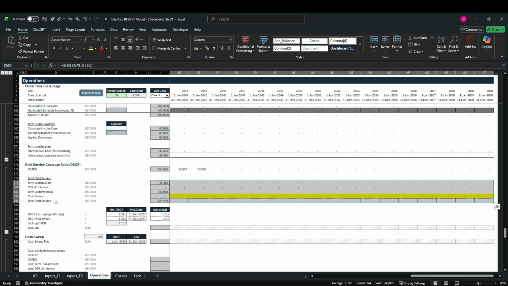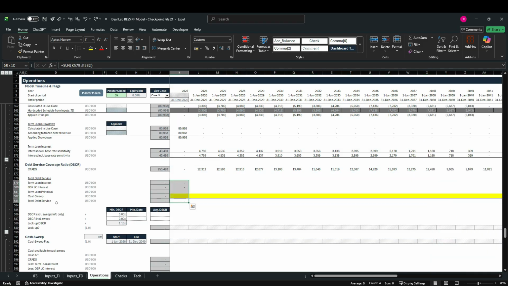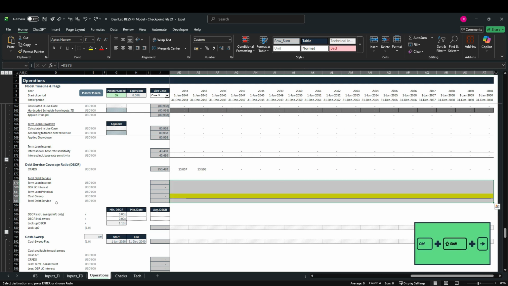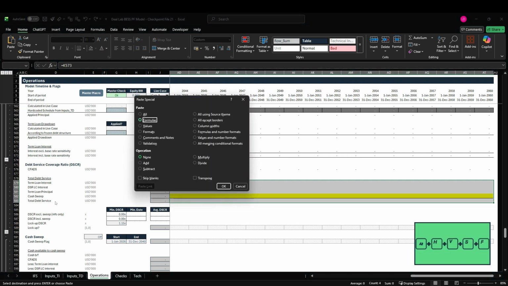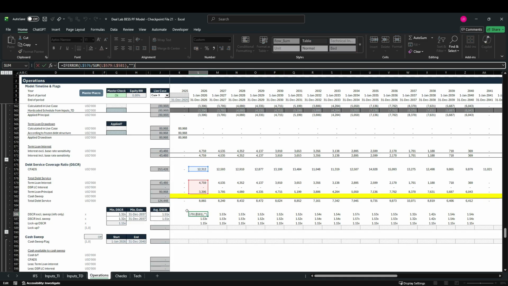Let's actually hit Control Z and just copy this and paste special formats. So mark all of this, Alt HVSF, so we keep our formatting. And you can see that our DSCR formulas have already been implemented. So there's no need of further implementing those formulas, but let's just check what happens down here.